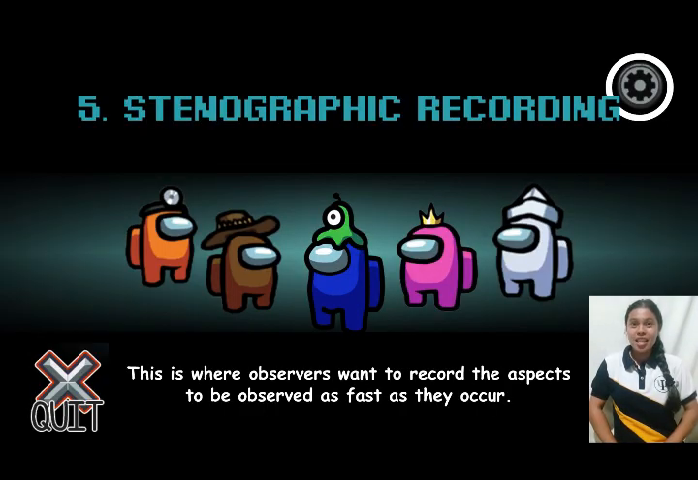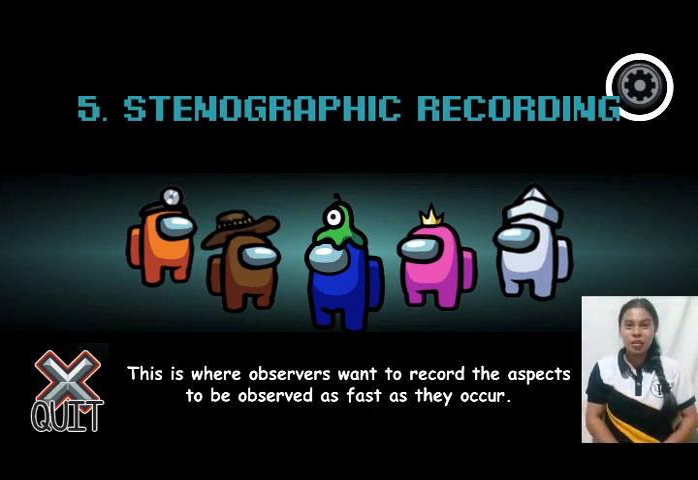Stenographic recording. This is where observers want to record the aspects to be observed as fast as they occur. So this is usually seen in courtrooms. Like for example, isa ka witness na mo testify sa unsay nahitabo sa case. Then, ato na magamit ang stenographic recording para if unsay nahitabo sa witness, ma-record na dayon sa stenographic recording as fast as possible. This is good, especially in anecdotal recording because all the aspects to be observed can be recorded. So, kaning anecdotal recording is something related to stenographic recording.